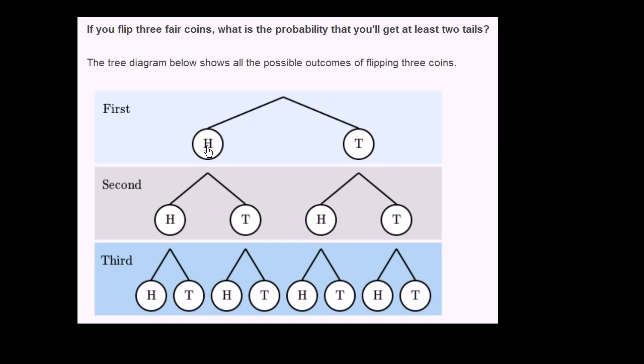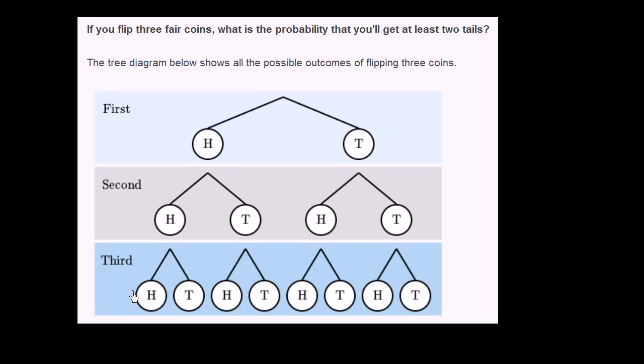So if we got a heads on the first coin, we could get a heads or a tails on the second coin. Got a tails on the first coin, well, we could get a heads or a tails on the second coin. And then for each of those outcomes, it shows us the different outcomes for the third coin. So let's just think about how do we represent getting at least 2 tails? Or what are the total outcomes, and which of those meet our constraints of getting at least 2 tails?